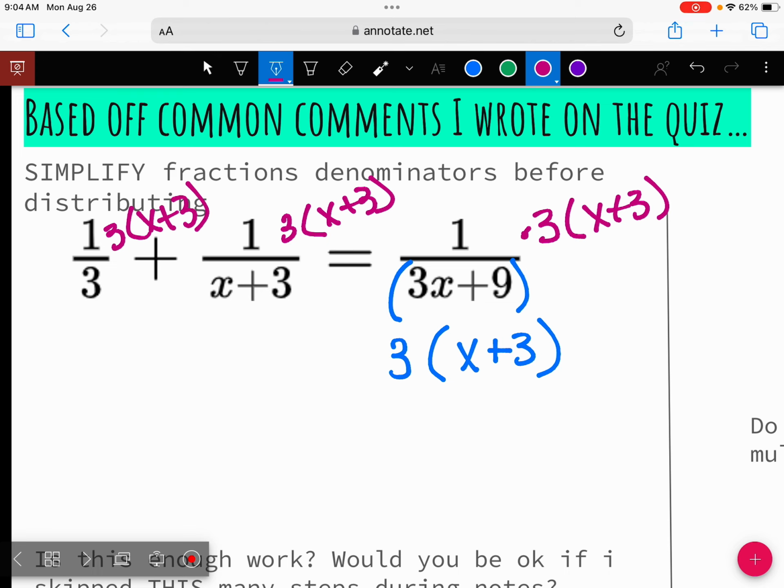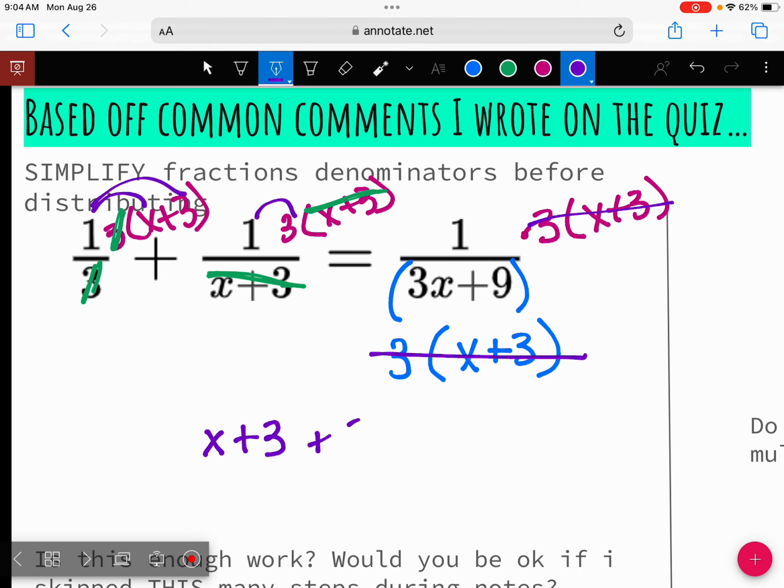Multiplying every term by that least common denominator, things will simplify out. My x plus 3 cancels out. On this one, my whole denominator cancels out. So we're winding up with x plus 3, 1 times x plus 3, plus 1 times 3, which is 3, equals 1. So we can finish this just since we're here instead of leaving it unfinished. So this is x plus 6 equals 1.